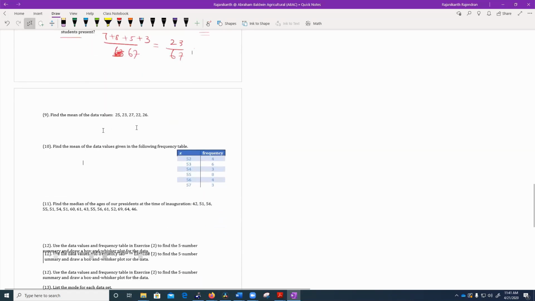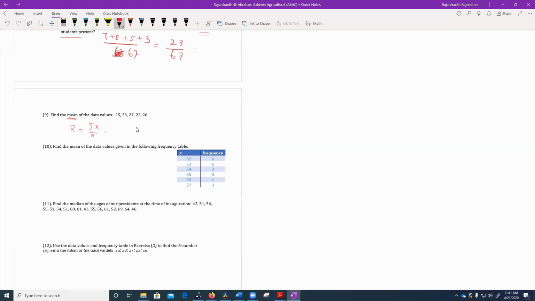Now this one. Remember last time I told you how to find the mean? So you could do this problem manually or you could use the calculator. That is up to you. Remember, for finding the mean, we had the formula x bar, that is the summation of x over n. That means you simply add all the data values, that is my x, then divide by the number of data values.